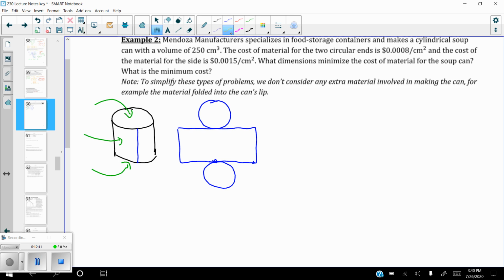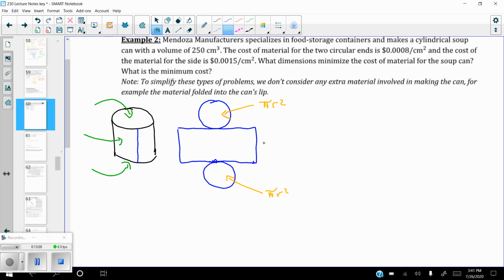So what we need to do is figure out the areas of these pieces so that we can figure out what the minimum cost is, because we want to minimize the material used here. Well, this piece right here is a circle. This piece right here is a circle, and they are really the same thing. A circle's area is pi r squared, and pi r squared.